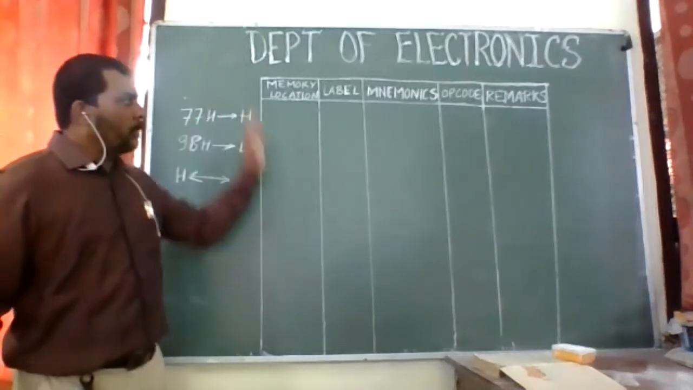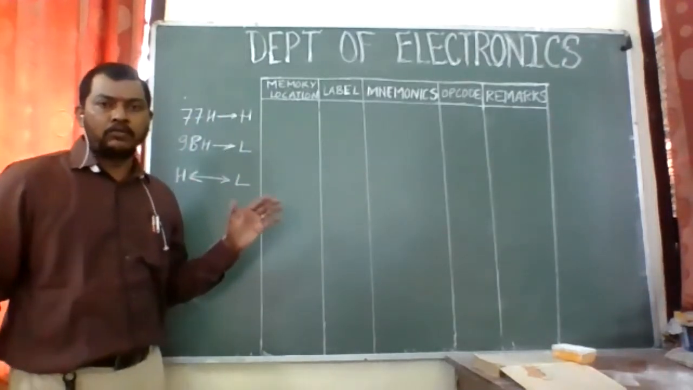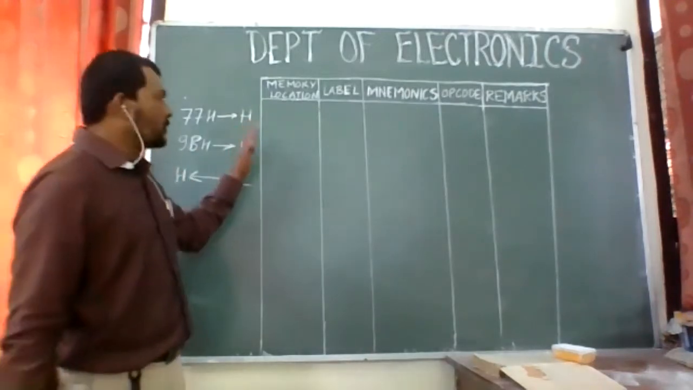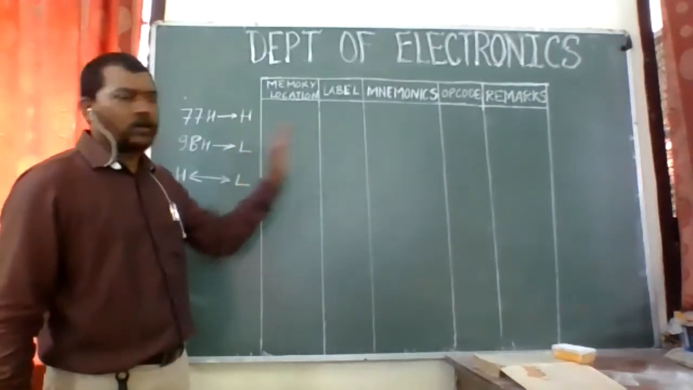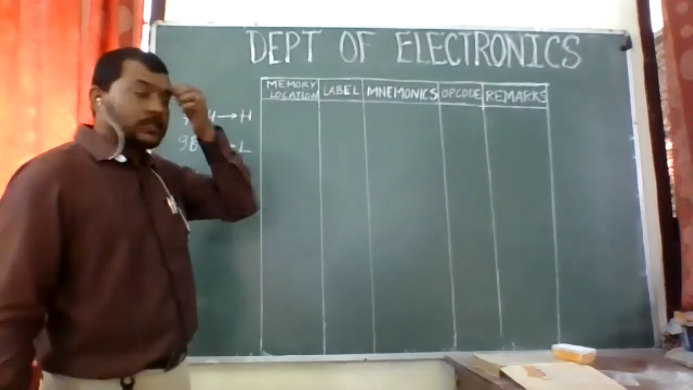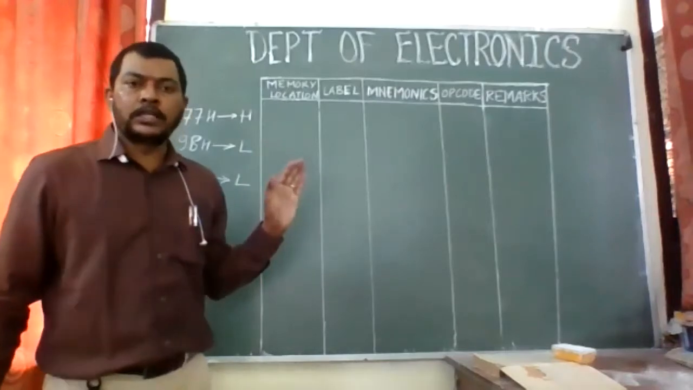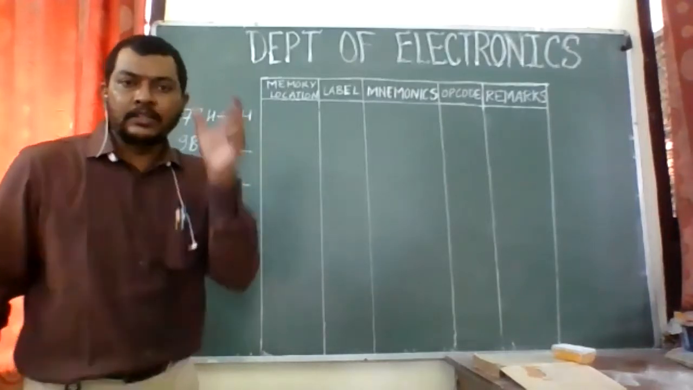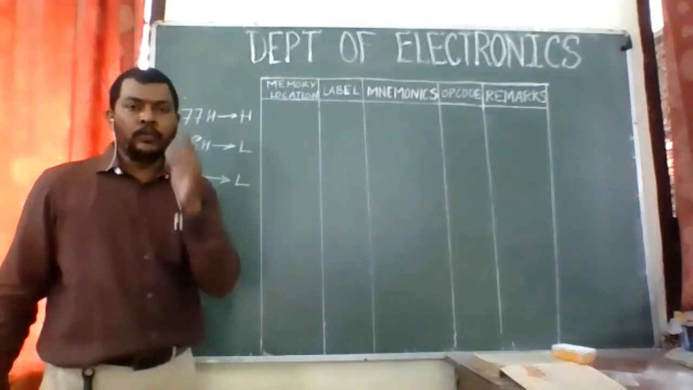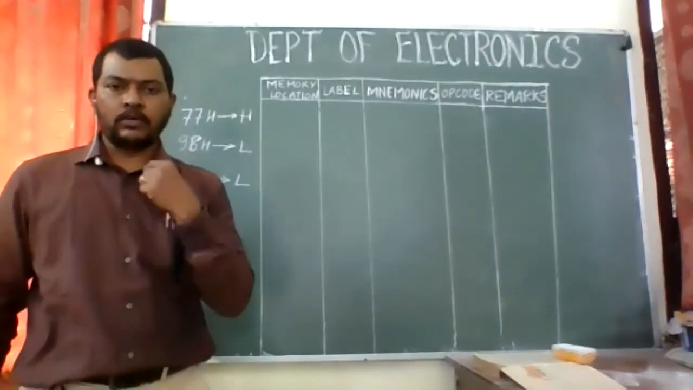For that, I have already prepared this format for writing a program. Next time onwards, I will be putting it on my own. While writing a program, we should have 5 columns. In the first column, we write the memory location from where we are expected to write the program. So we have to give the initial address.